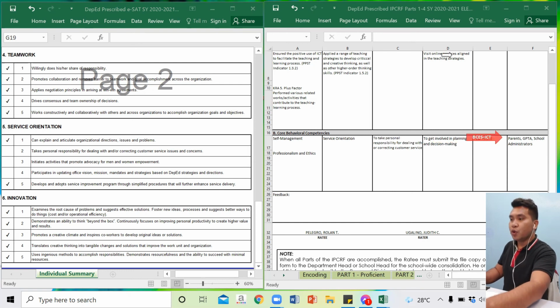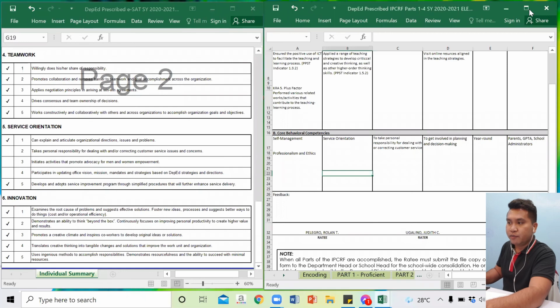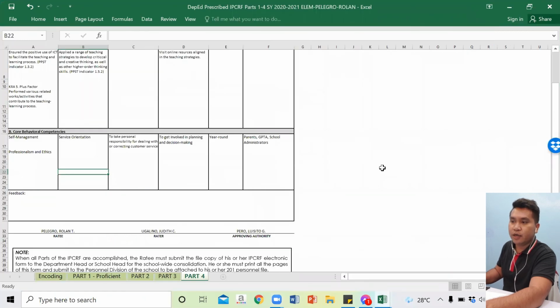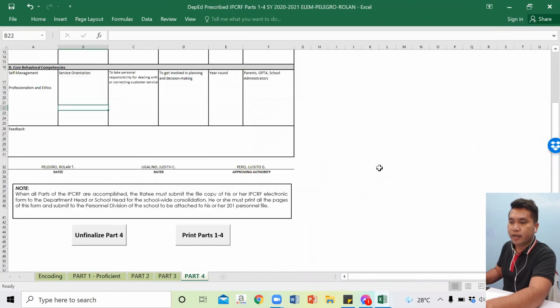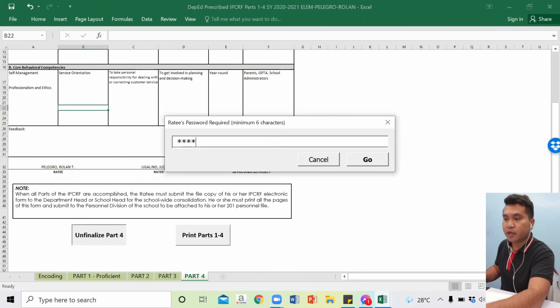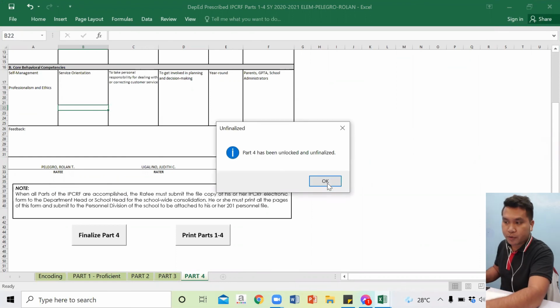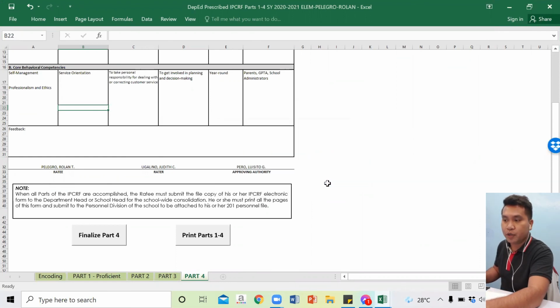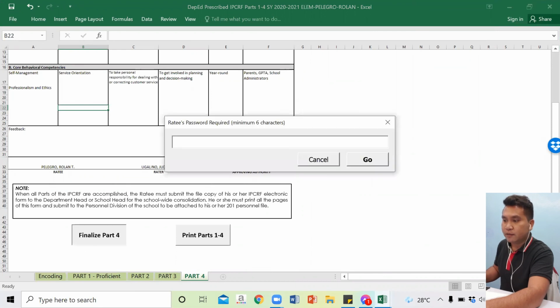Okay? So when you are done completing all the necessary information and you are done reviewing everything on this part, that's the time that you will finalize. You can print if you really want to have a copy, but if you are done with it, you can finalize part 4. Again, you need a password for this. Put a password, make sure you always remember it, because from time to time, if you want to edit and open, you can do it easily.